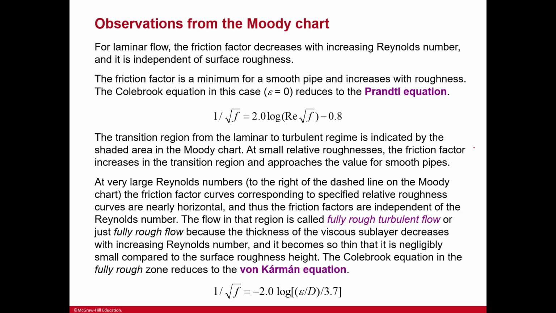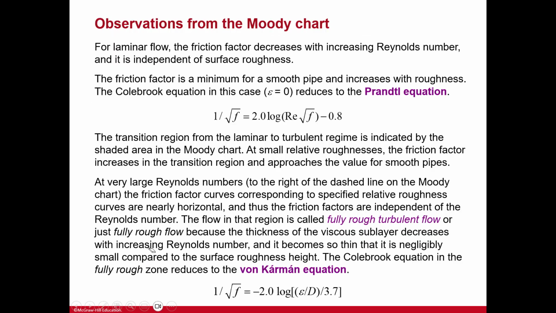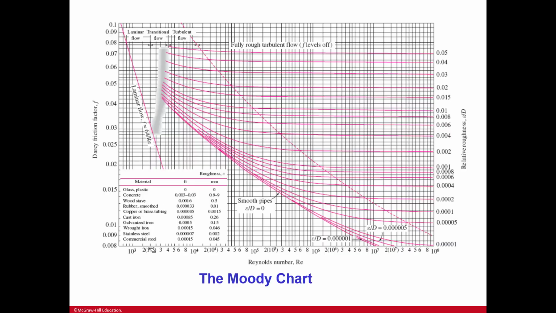Some of the observations from the Moody chart: for laminar flow, the friction factor decreases with increasing Reynolds number, and it is independent of surface roughness. You can see that here, the Darcy friction factor drastically decreasing while we're increasing the Reynolds number. And then here, the friction factor is a minimum for smooth pipe and increases with roughness. Let's go back and look at that. So you see smooth pipes, we do have a minimum, but it does increase.